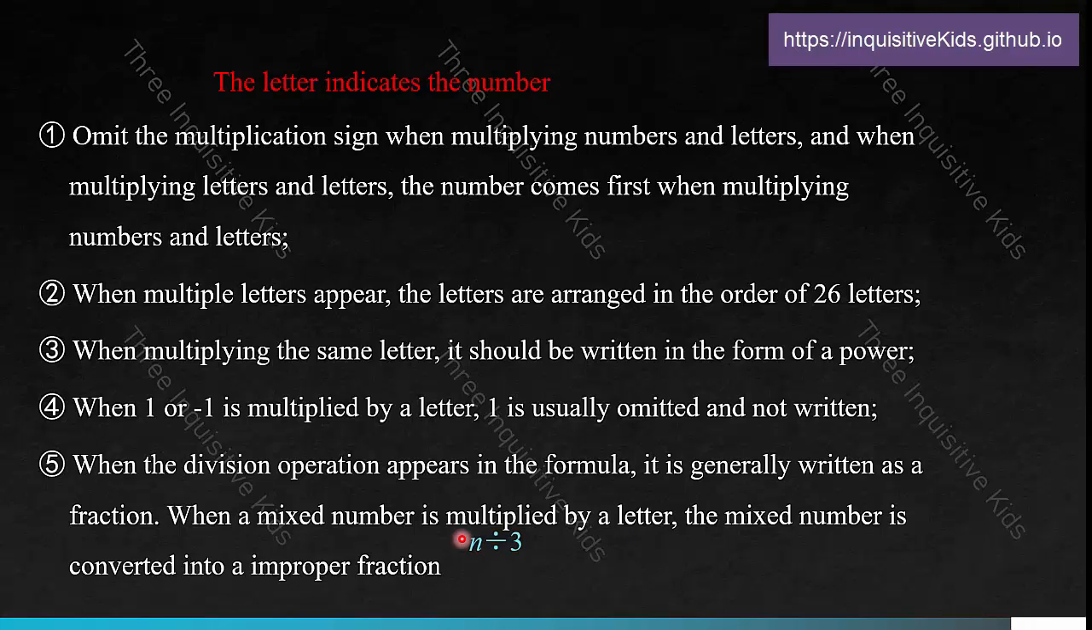So if we have n divided by 3, we can convert it into n over 3. And if we have 1 and 1/3 n, we can convert it into 4n thirds.